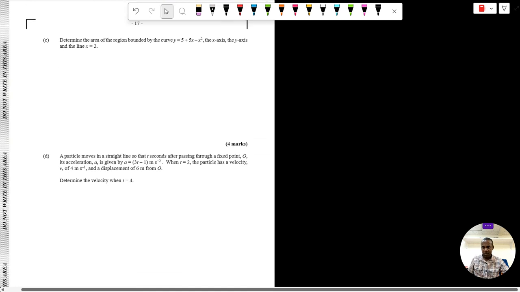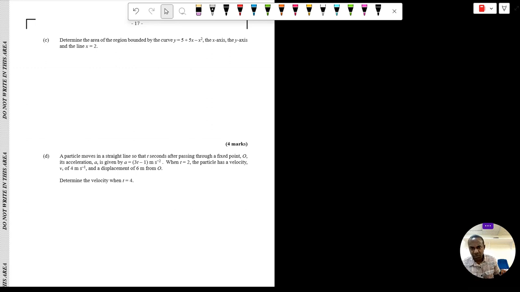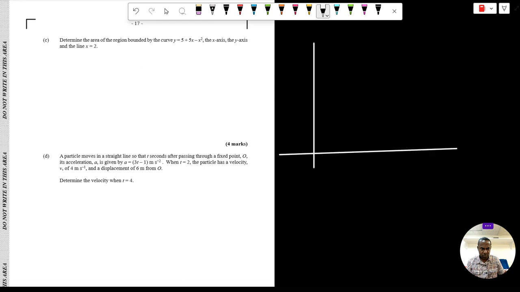Part C. Part C says determine the area of the region bounded by the curve y equals 5 plus 5x minus x squared, the x-axis, the y-axis, and the line x equals 2, right? Now, we don't know exactly what this curve looks like, but sometimes a little sketch of a curve will actually help us, right? So let's do a little sketch.